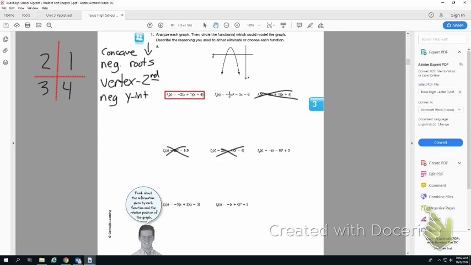So this one right here, it's in standard form, so I'm thinking concavity and y-intercept. Is this one going to be concave up or concave down? Concave down. Does it have a positive or a negative y-intercept? Negative. So could this equation give me a graph that looks like that? Yes.